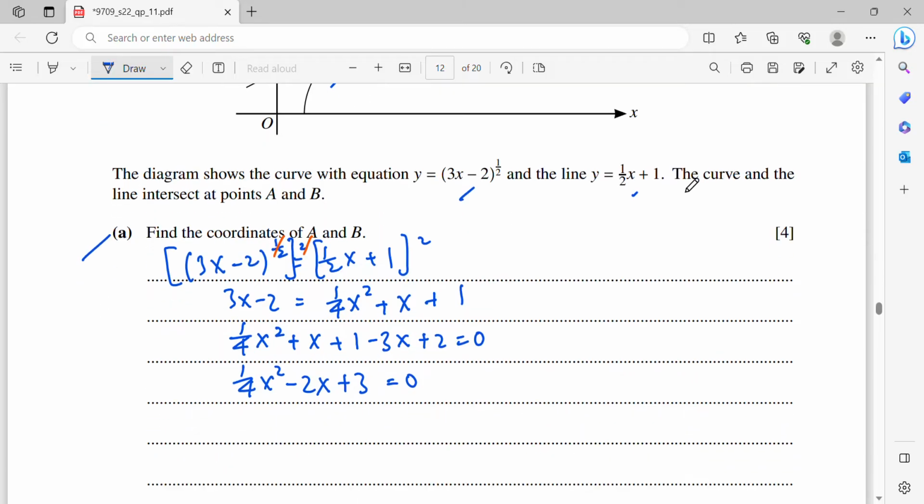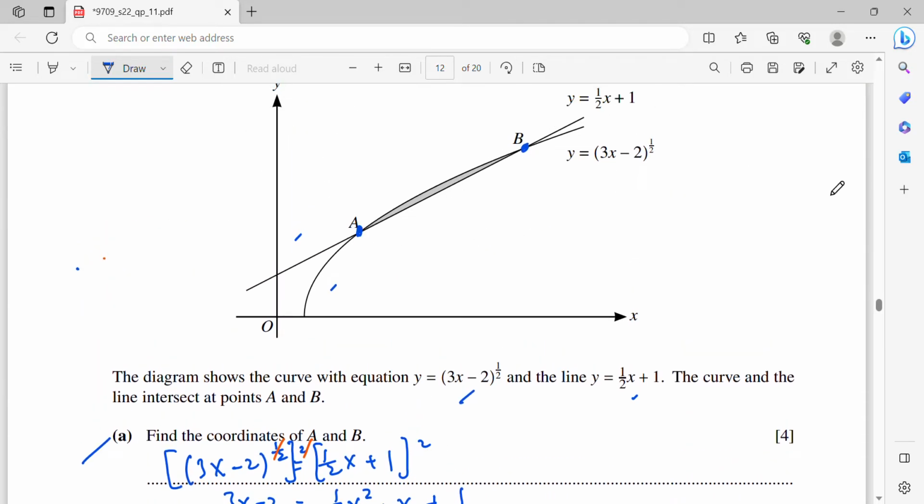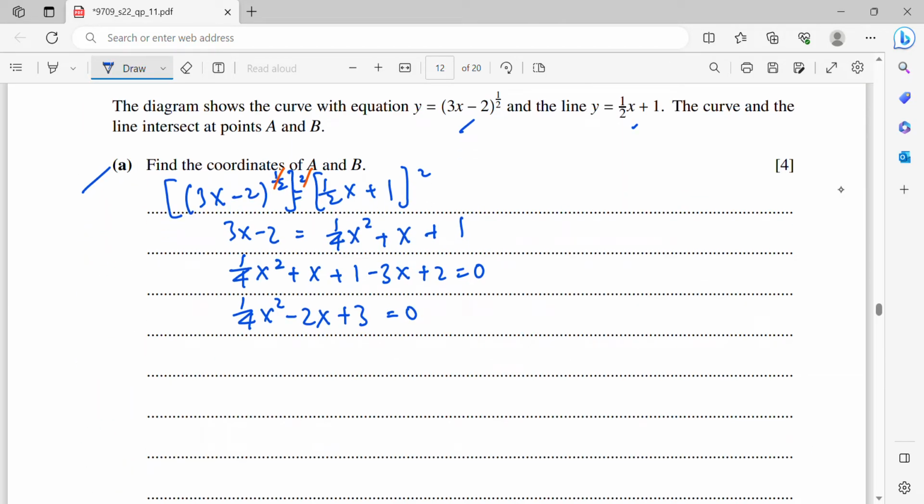So to solve the A and B, obviously the A and B are positive values. Then I need to times the whole equation by 4 to get a better quadratic equation. So I will get x squared minus 8x plus 12 equals to 0. Then I can factorize this into 2 linear factors, x minus 6 and x minus 2 equals to 0. Hence my x will be 2 and 6.